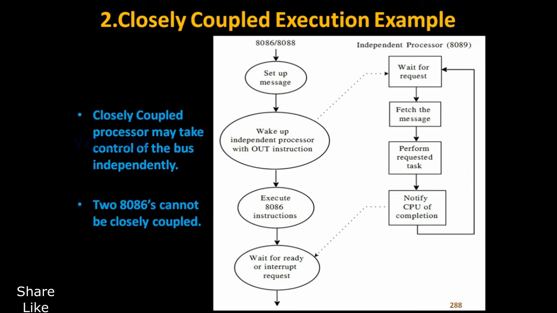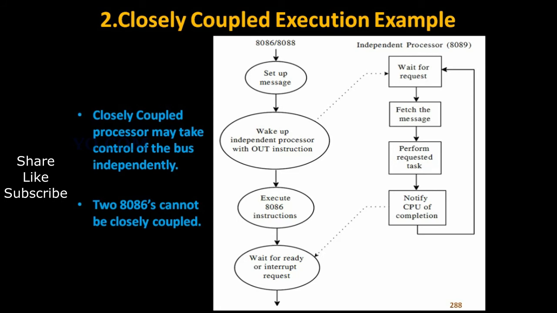See the flow chart. Initially, the 8086 sets up one message. It receives the setup message, so the setup message is present in memory. The communication between the 8086 and a coprocessor is only through a memory space, that is, the message. The message tells it to wake up the independent processor, that means the closely coupled processor, with an OUT instruction.